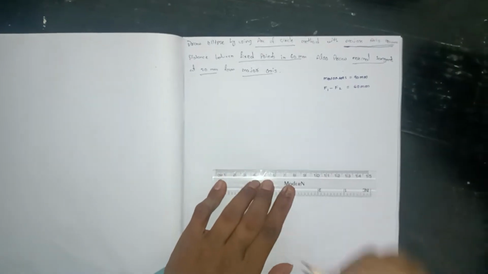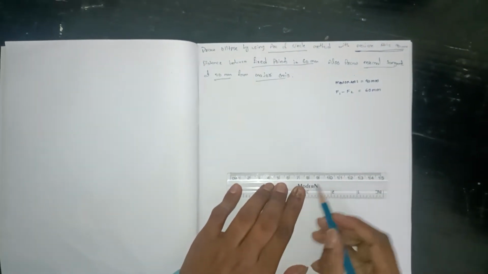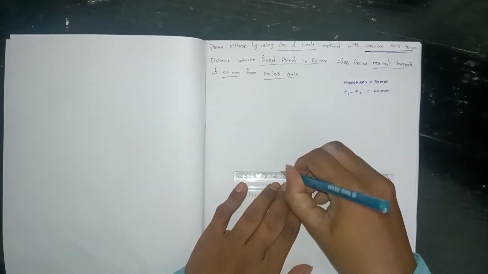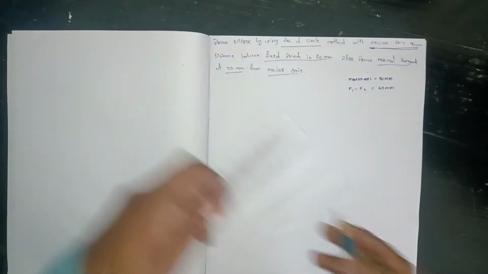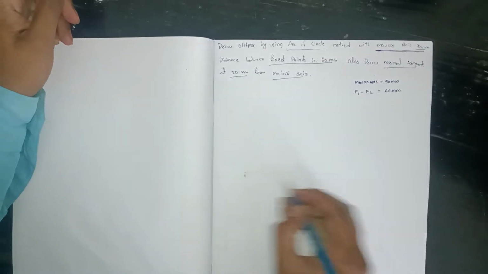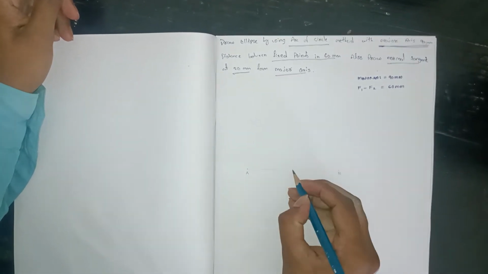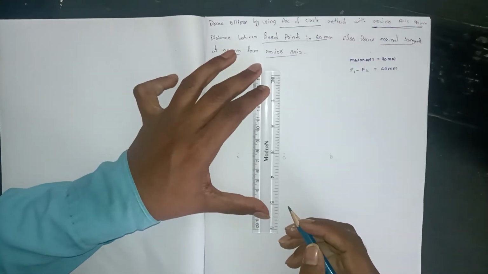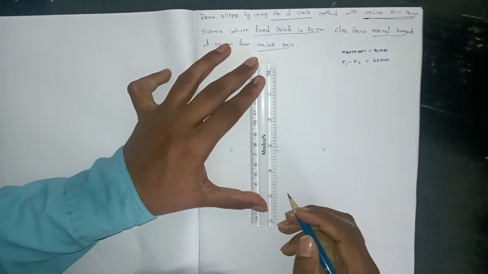This is the major axis. So for this you have to mark the center point at half of the distance, that is 45 mm. You have to give the names for this: this is A and this is B. This is the center point O. So you have to draw the vertical line through the origin.